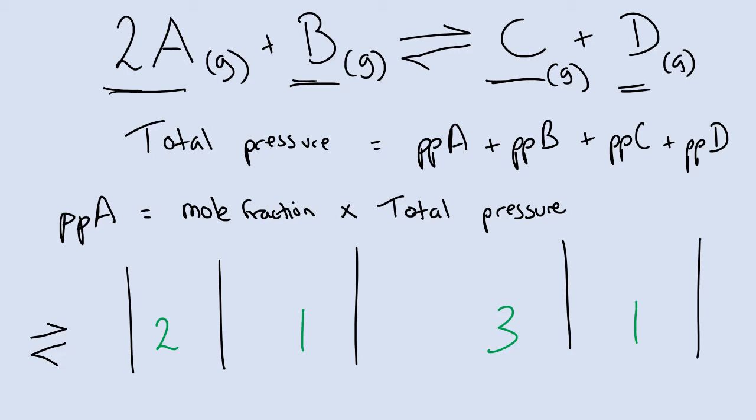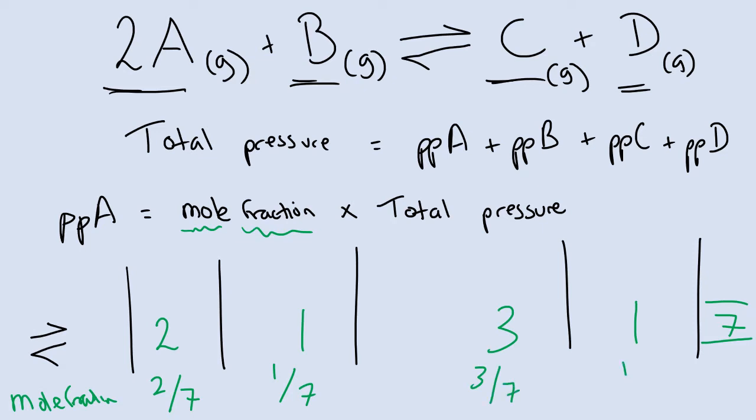So to work out the mole fraction, I first need the total moles. I'm going to find the total moles here: 2 plus 1 is 3, plus 3 is 6, plus 1 is 7. So the total moles is 7. So to work out the mole fraction, it is the moles divided by the total moles.